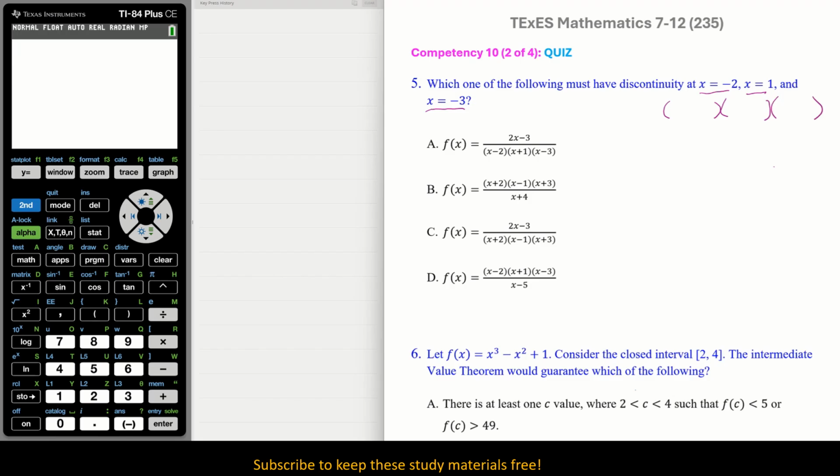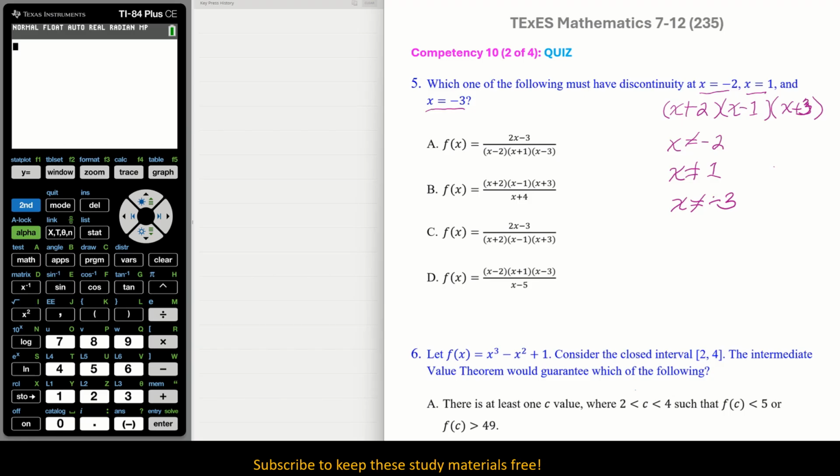So x would be x plus 2, and then x would be -1, and then x would be plus 3. And that implies that each of these cannot equal, meaning that x cannot equal -2, and x cannot equal 1, and x cannot equal -3. And this is because they would be in the denominator, okay?